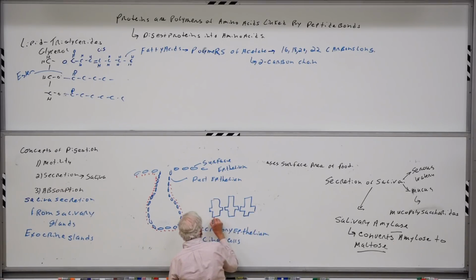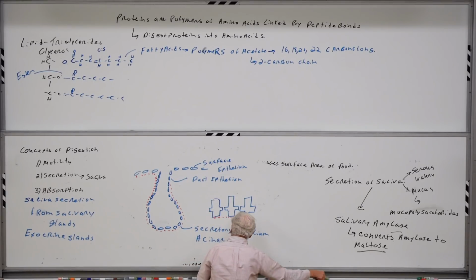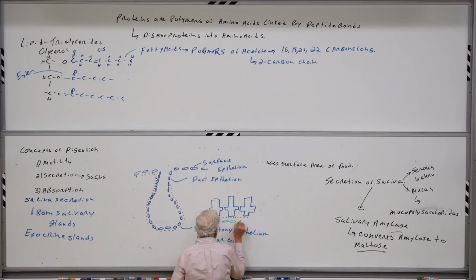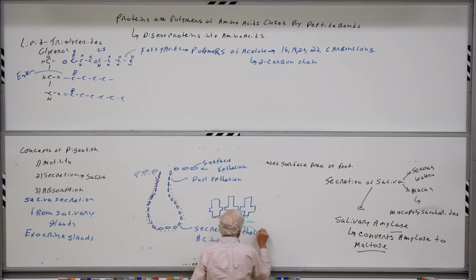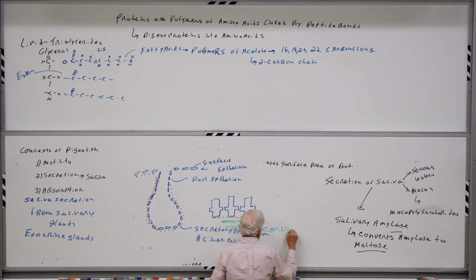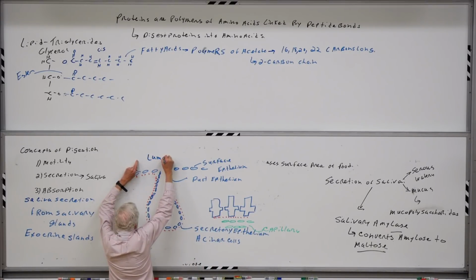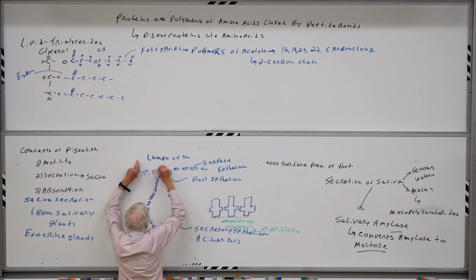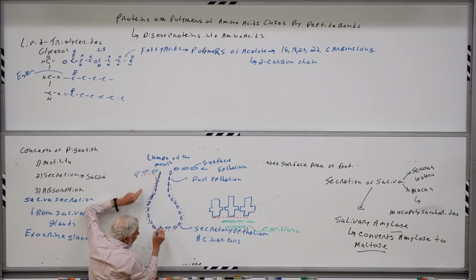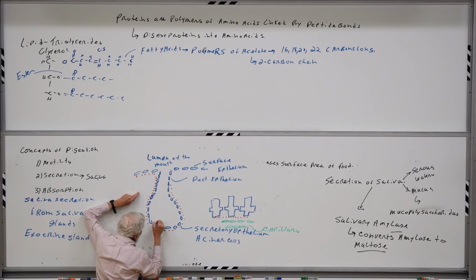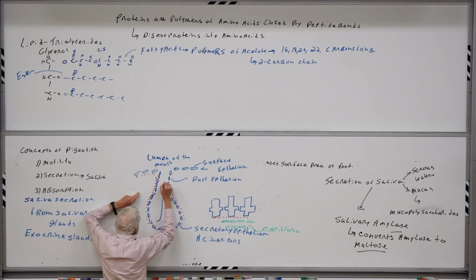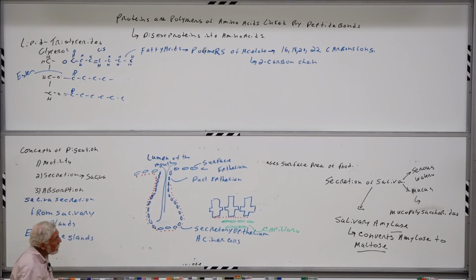So down here is going to be basilar. We can imagine that faces on this side a capillary. Out here is the lumen of the mouth. And the direction of flow of fluid is going to be here from the lumen of the tube up through the duct and out onto the surface. A classic exocrine gland.